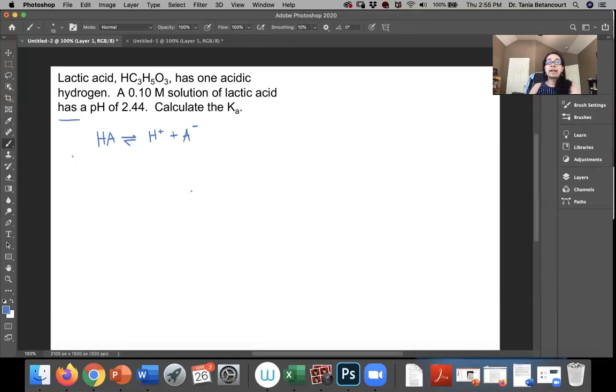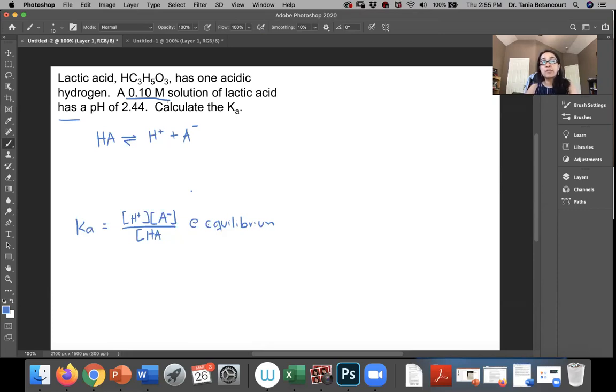I'm going to set up an ice chart. And I know that I need an ice chart because in the end, I need to find my Ka. My Ka is going to be the concentration of hydrogen ions times the concentration of the anion, because these are my products, divided by the concentration of the starting acid. All of these at equilibrium, since Ka is an equilibrium constant expression. And I don't have any information about my equilibrium concentrations because what I'm given is the concentration of the initial acid before it has dissociated.